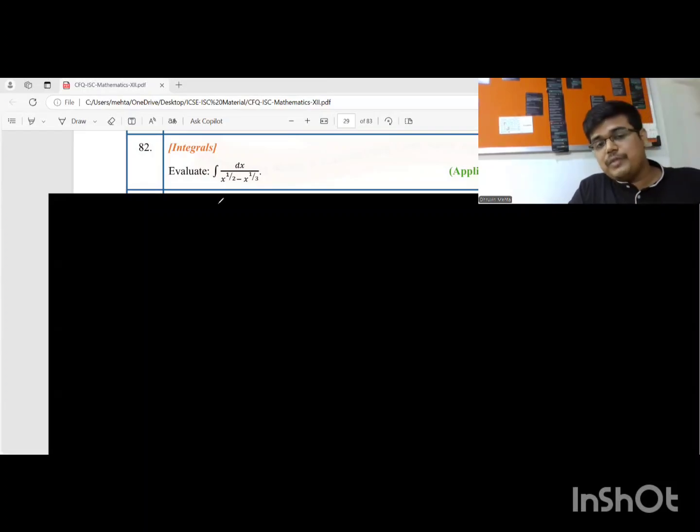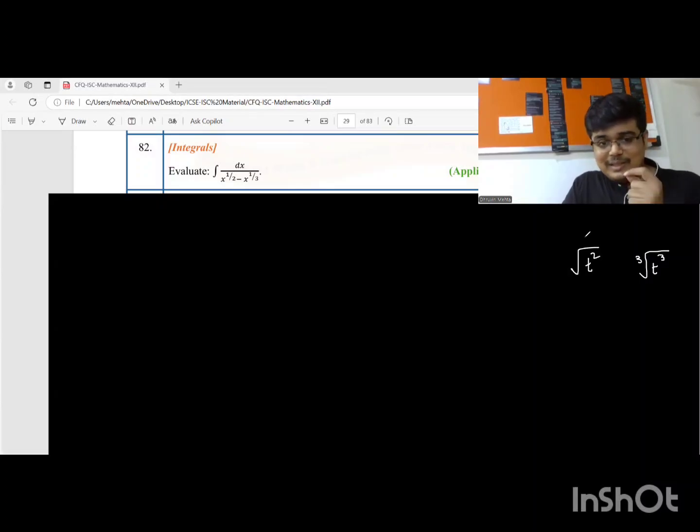See, the issue with this question is we have a square root of x. We have a cube root of x. I hope you understand at least that x raised to half means square root of x. X raised to 1 by 3 is cube root of x. We'll have to get rid of both square root and cube root. Now see, to get rid of square root, we can substitute x as t square. But then the issue is cube root. So to get rid of cube root, we should substitute t cube. So the question is, do we substitute x as t square or x as t cube?